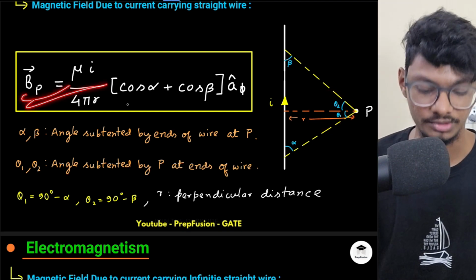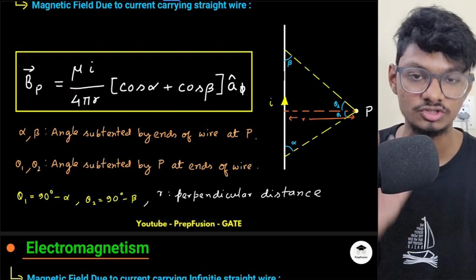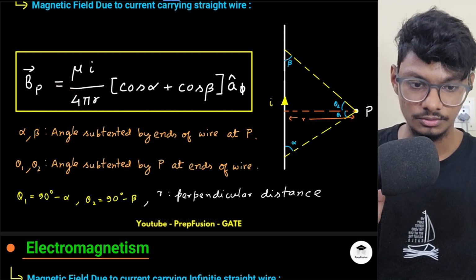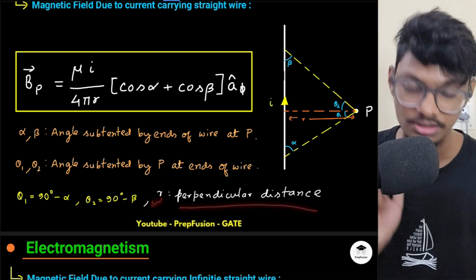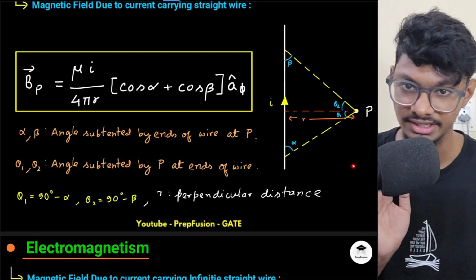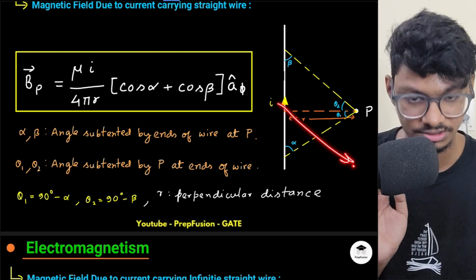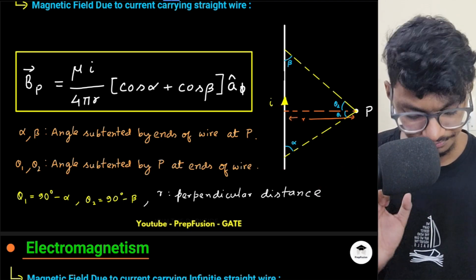Just remember this new formula, cos alpha plus cos beta, times mu I upon 4 pi r, and this is a very important formula, and this will be used everywhere. Okay, so just remember one thing, that this r is the perpendicular distance from the wire. What is the perpendicular distance? If a point P is lying here, I will not find out this distance, I will find out this distance. This is the perpendicular distance. I have to understand this point.